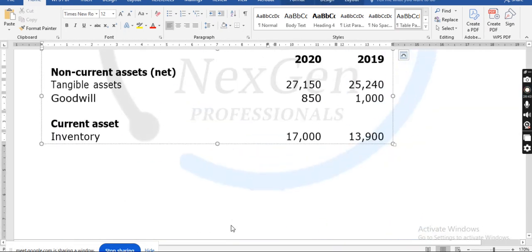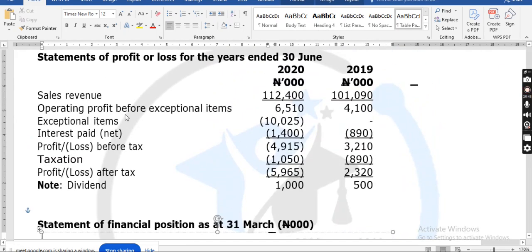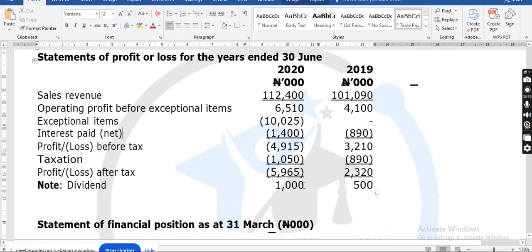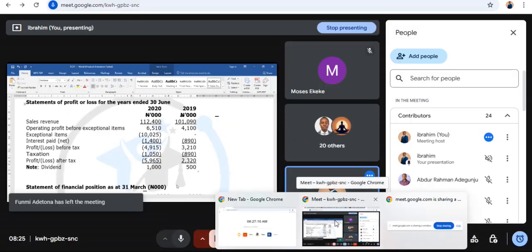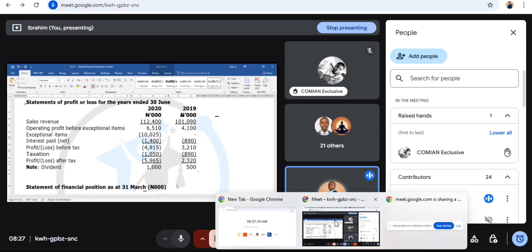Now, let me quickly take us back to the income statement. And there's one thing I need to show. In the income statement, don't forget, when you are valuing a business, exceptional items are excluded. Why? Because exceptional items are items that do not occur regularly, right? So therefore, we have to increase the sales revenue from 2020 now. 2020 is 112,400. So we have to increase it by what? By 25%. Exclusive.